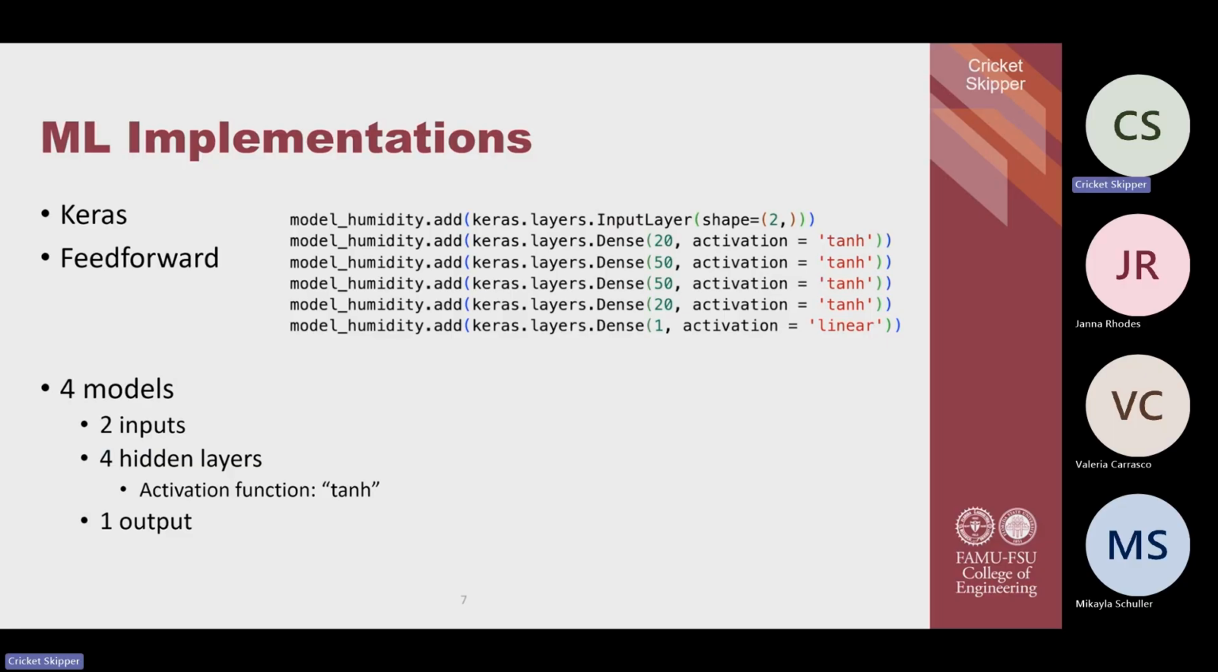For our machine learning implementation, we decided to use a feed-forward Keras model in which we have two inputs, 4 hidden layers with TANH activation functions, and one output. We used 20, 50, 50, and 20 for the nodes with the idea that it would fit well without being overgeneralized.